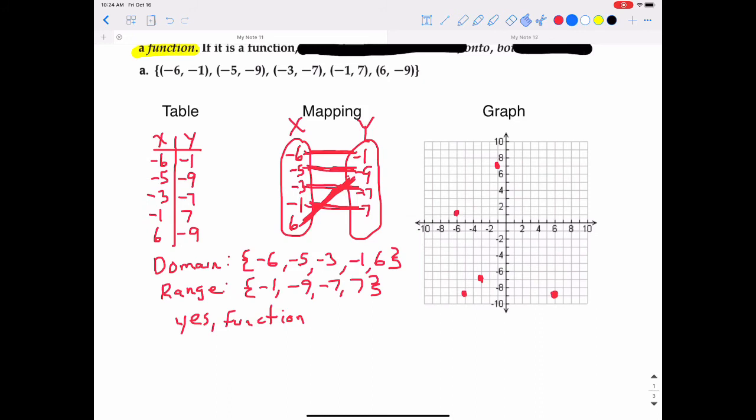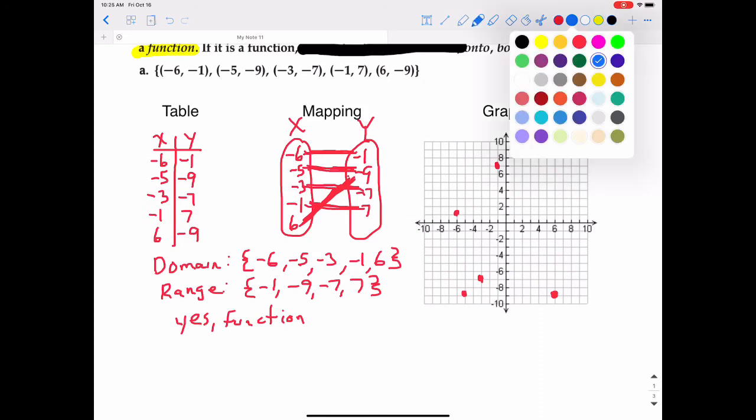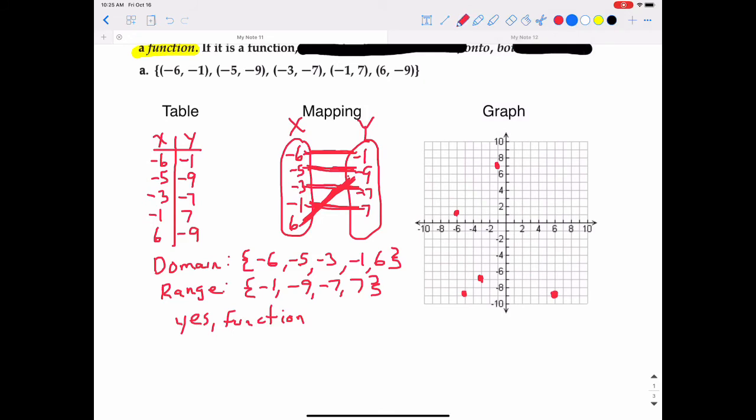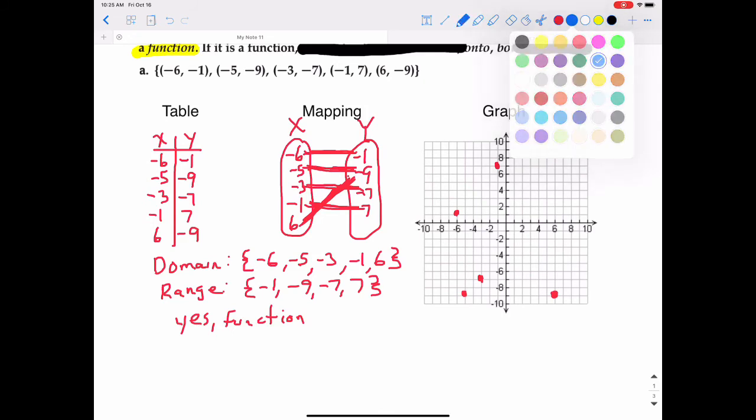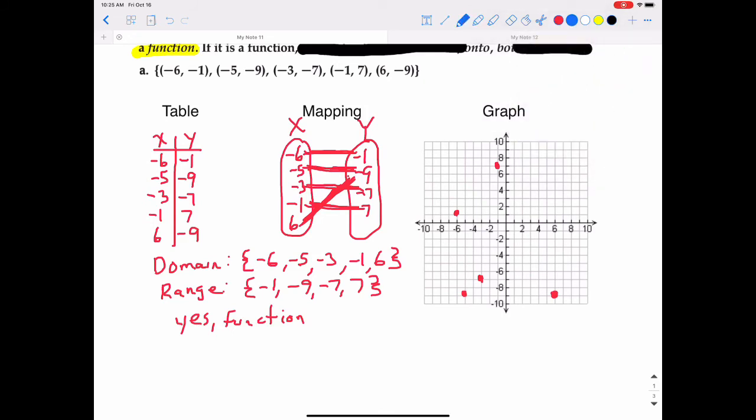Now, if I did have a sixth point in here, so let's say, for example, I threw in a point right here. Clearly, if I threw a point in right there, then I could touch 2 points at the same time. So that would mean it is not a function if I had that point in there.